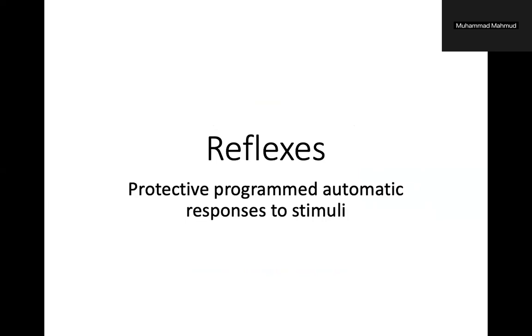First, look at this definition. Protective, programmed, automatic responses to stimuli. If I break this down, reflexes are protective. Okay. It is programmed. That means you don't have to think about it. It's already automatically programmed. If the eyes are touched, there will be a blink. If the muscles are stretched, there will be inhibition. So automatic responses to stimuli means a stimulus is given and reflexes will be there, which is programmed.